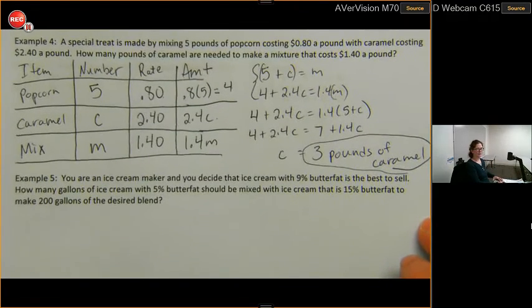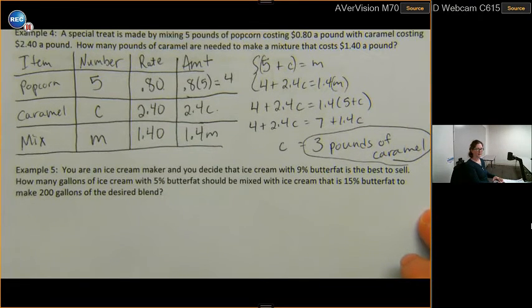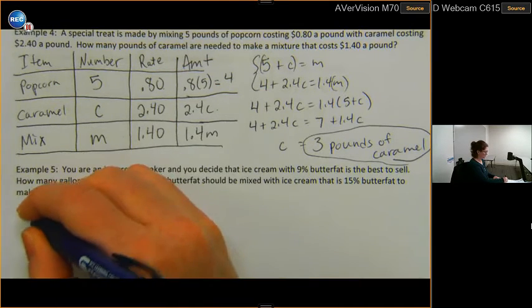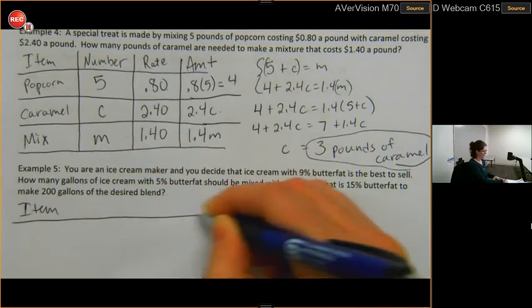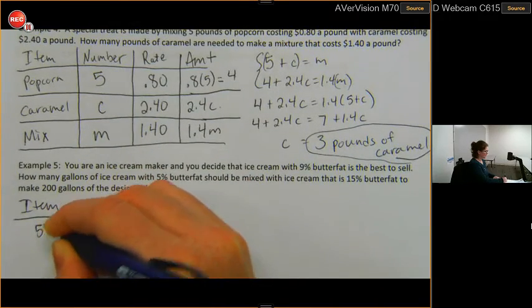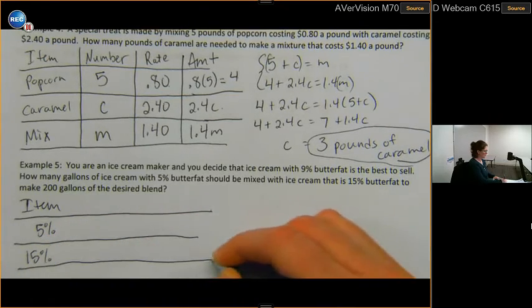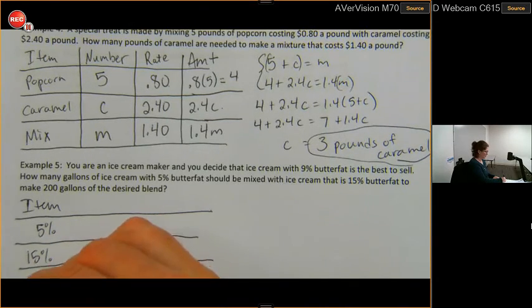Our next mixture problem, we're mixing ice cream, different amounts of butterfat. So we've decided that 9% butterfat is the best to sell. But we don't have 9%. What we have in our freezer or refrigerator is 5% and 15%. So we're going to mix those two together. We're going to mix together some 5% butterfat with some 15% to make 9%.